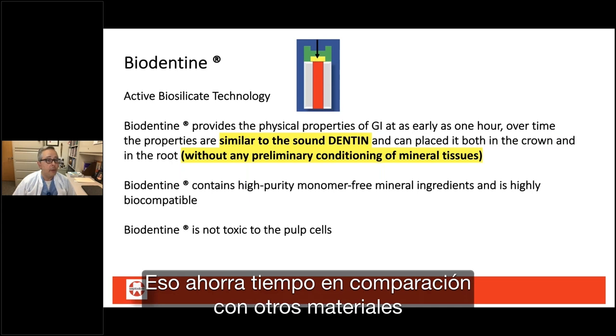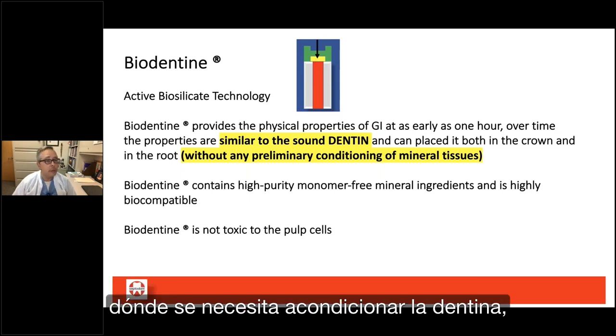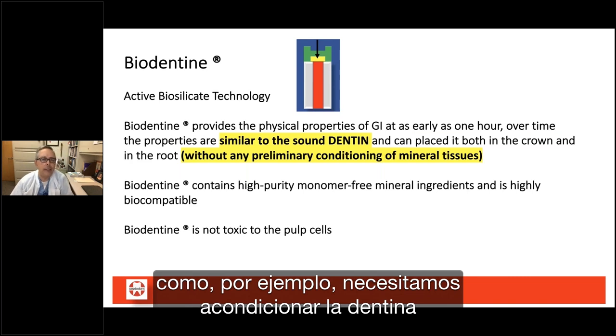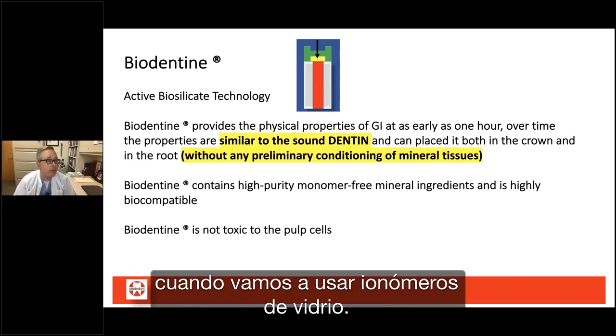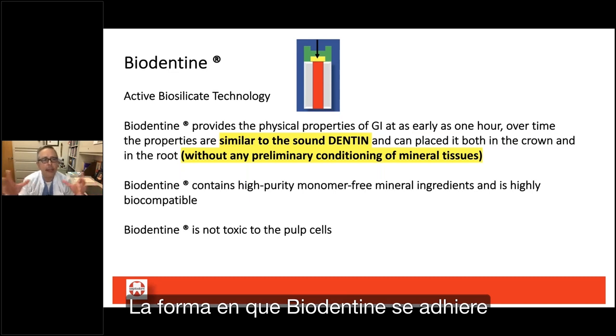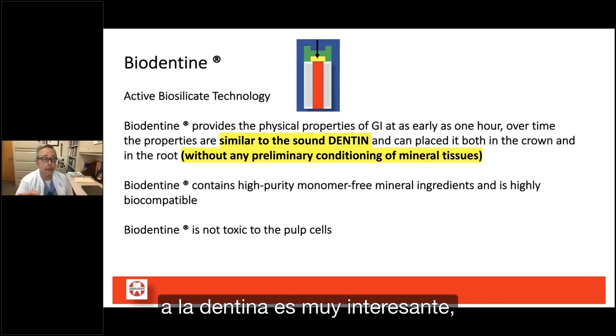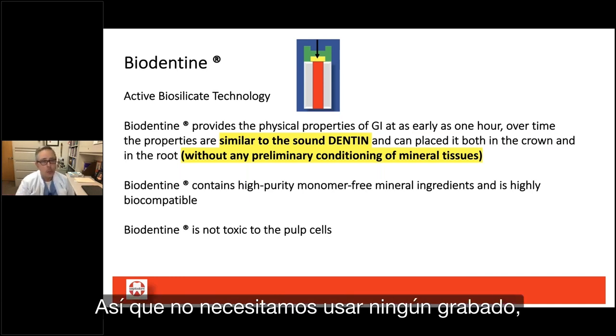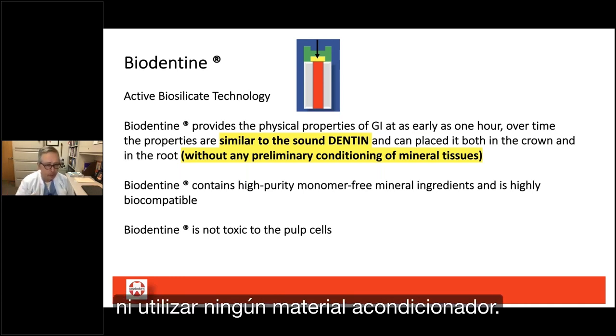That's saving time compared with other materials where you need to condition the dentin. For example, we need to condition the dentin when we are going to use GI. With Biodentine, we don't need to do that. The way that Biodentine adheres to the dentin is very interesting, and I will explain that in a few minutes. So we don't need to use any etch. We don't need to use any conditioning material.